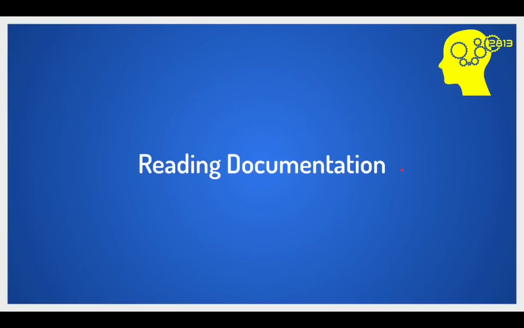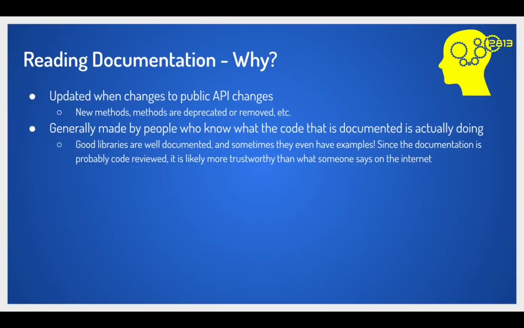Okay, next up, reading documentation. The reason why you want to be able to read documentation is that it's frequently updated when the public API changes. So when new methods are added, or methods are deprecated or removed, and all of that stuff. And the documentation is generally made by people who know what the code is actually supposed to do. So good libraries are well documented, and sometimes they even have examples. And since the documentation is probably code reviewed, it's a lot more trustworthy than other sources, and it's most up to date. And we can show you.